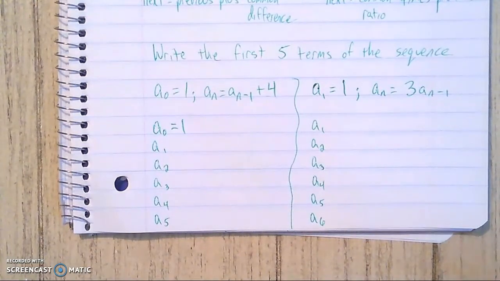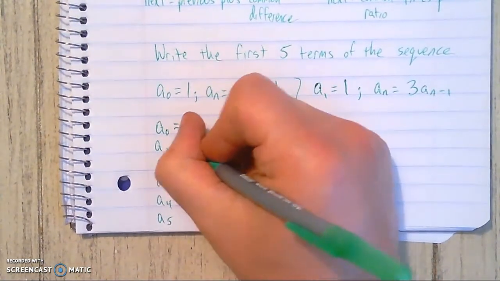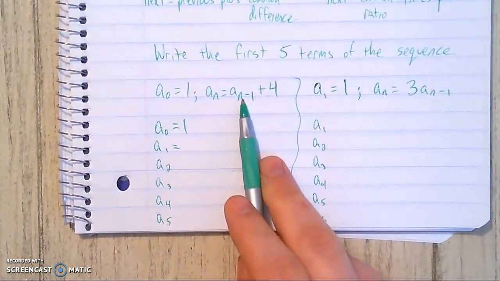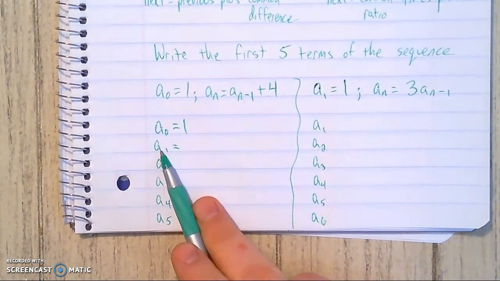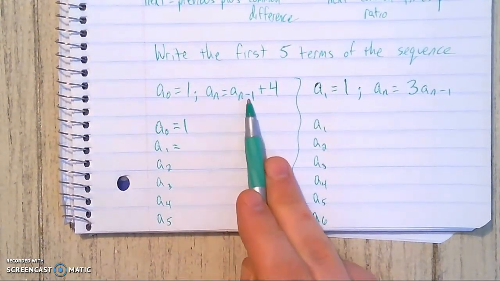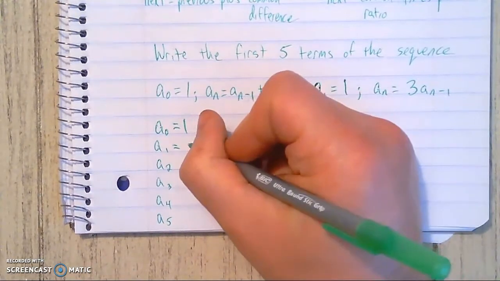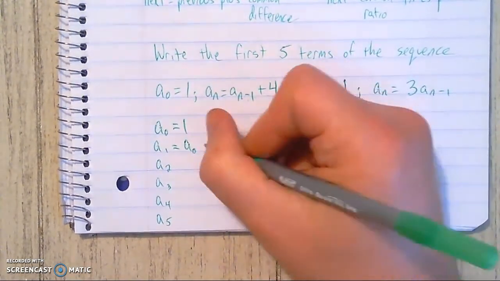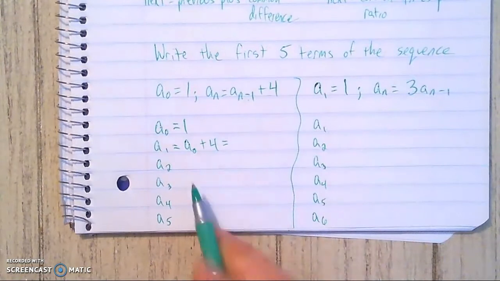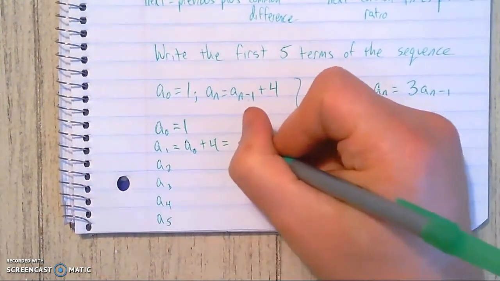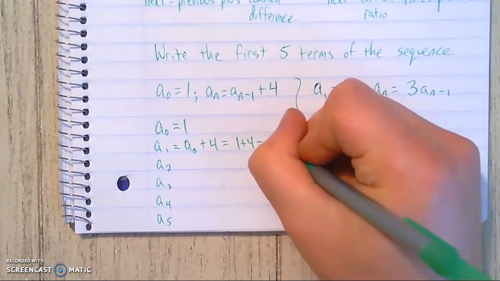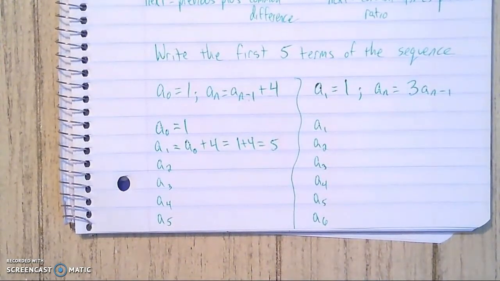Now I'm going to show the work for the next couple of them, but ultimately recursive rules are really good for not showing your work and just working quickly and getting the next answer. So when I work on a sub 1, at first I'm going to use it like this rule says, and I'm going to say a sub 1 is the next term. Well, to find that I need to use the previous term, where 1 minus 1 is 0, and I'm going to add 4. Now I know that a sub 0, the previous term, was 1, and 1 plus 4 is 5. So a sub 1 is 5.